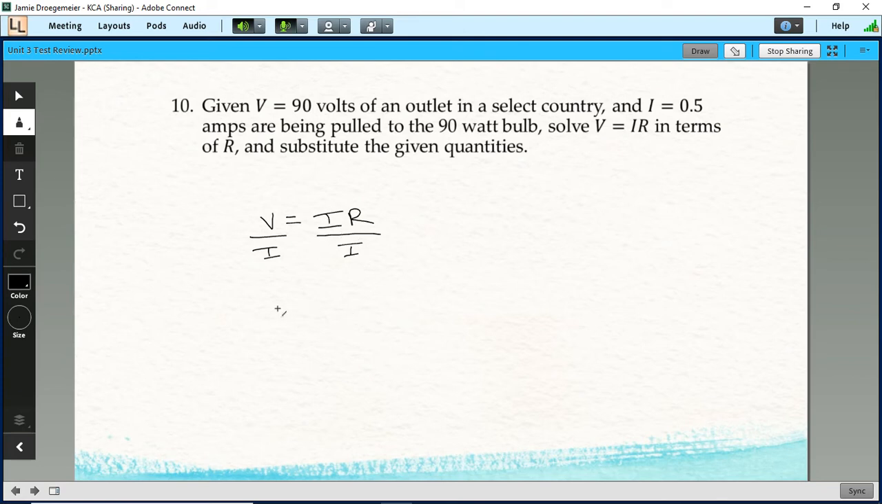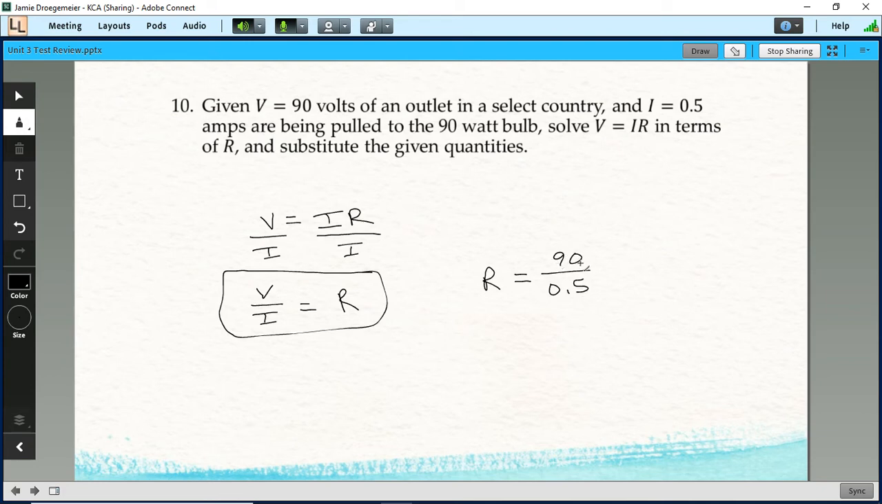And when I do that, here I get V divided by I. On this side, I just have R. So there's my equation solved for R. Now we're going to substitute in the values that they gave us. So R is equal to V, which is 90, divided by I, which is 0.5.